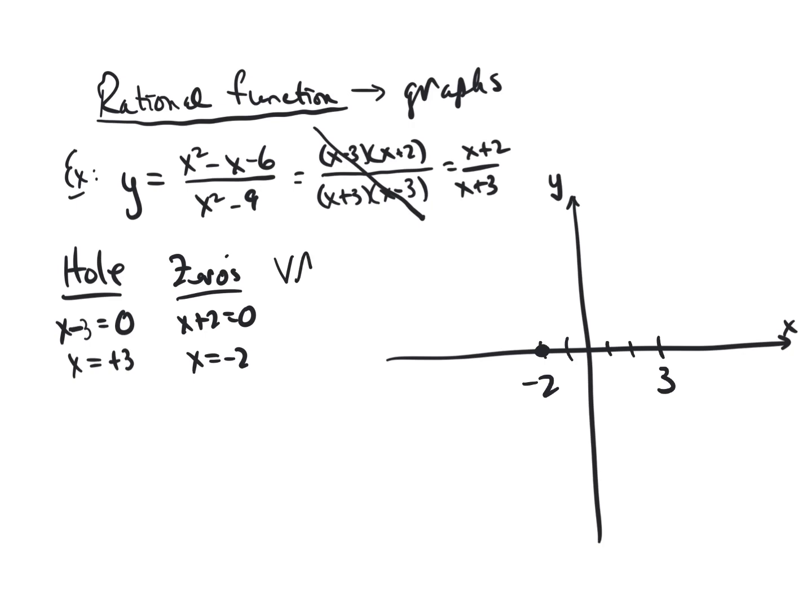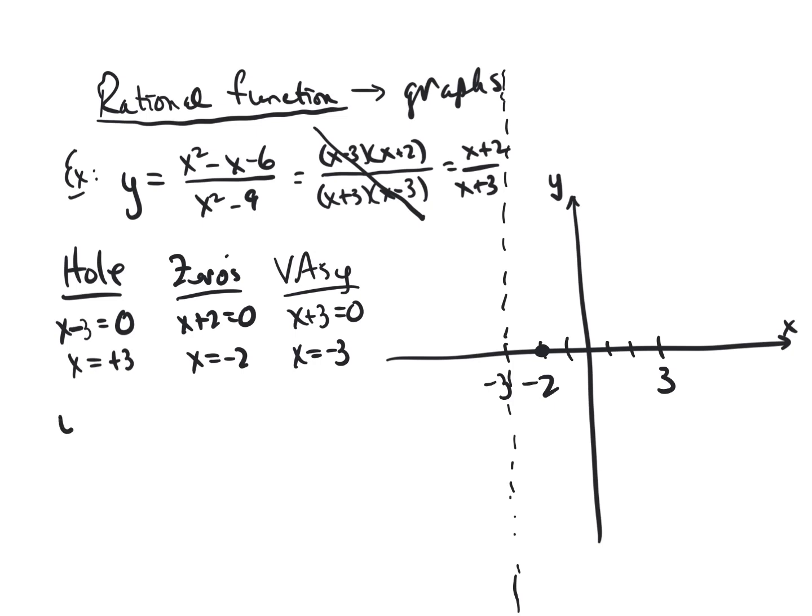Next, the vertical asymptote occurs anywhere the denominator is equal to 0. The only thing we have left in the denominator is x plus 3, and when you solve, you get negative 3. So we'll have a vertical asymptote at negative 3. Sketch that in as a broken line to help us with the graph.